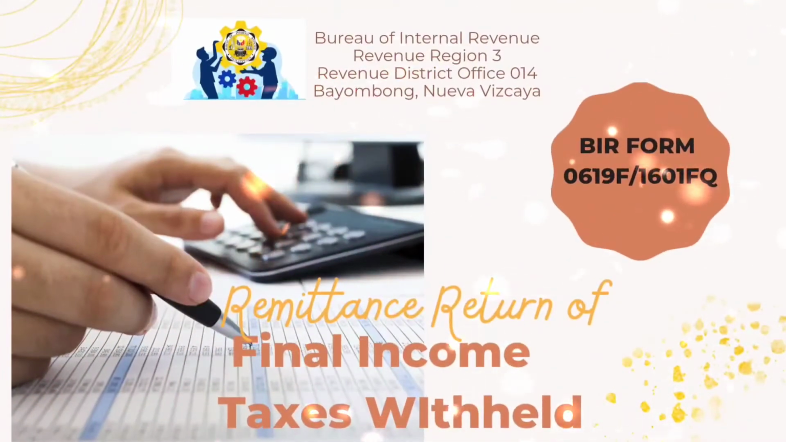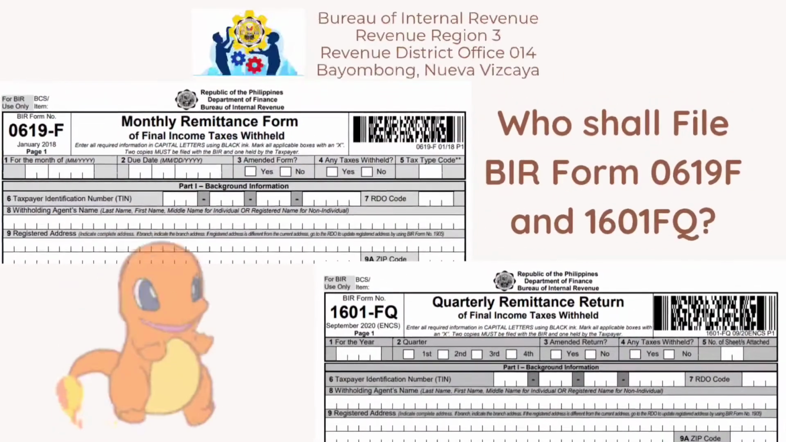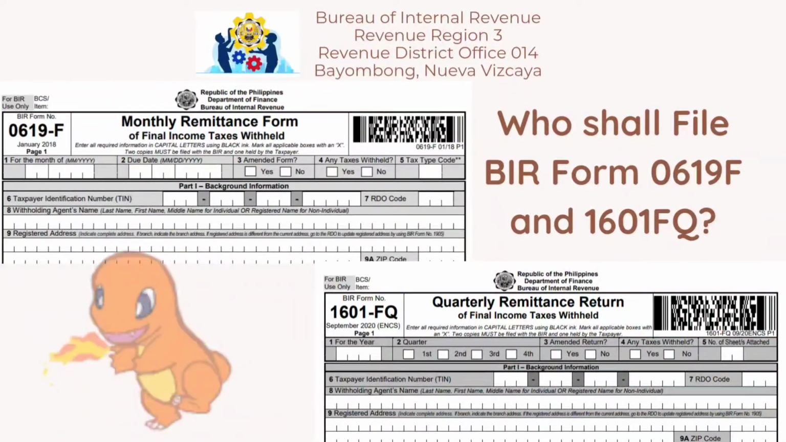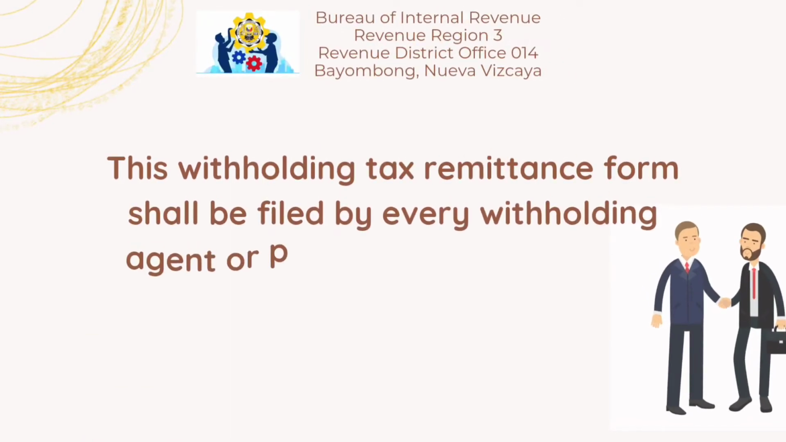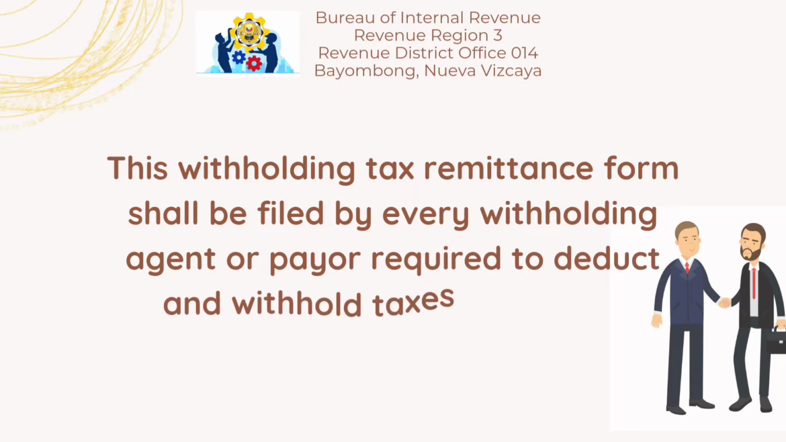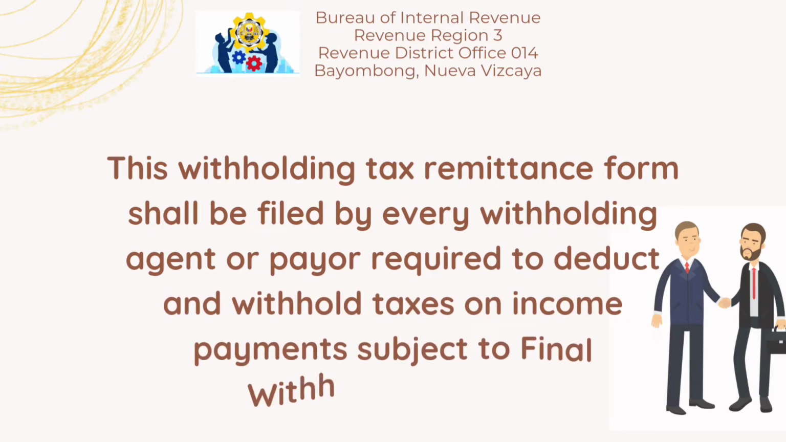BIR Form 0619F and 1601FQ. Who shall file BIR Form 0619F and 1601FQ? This withholding tax remittance form shall be filed by every withholding agent or payer required to deduct and withhold taxes on income payments subject to final withholding taxes.